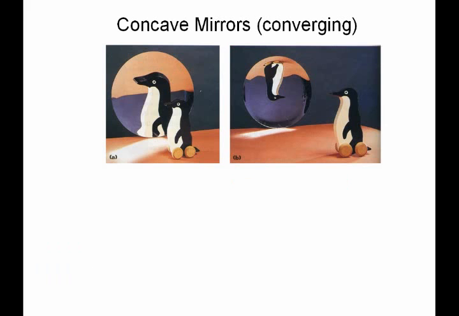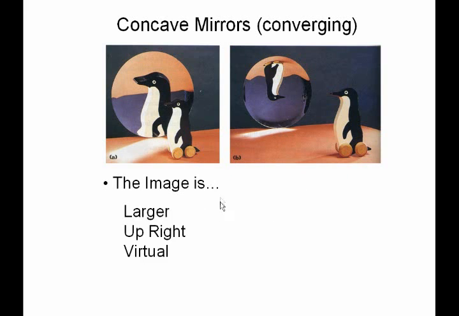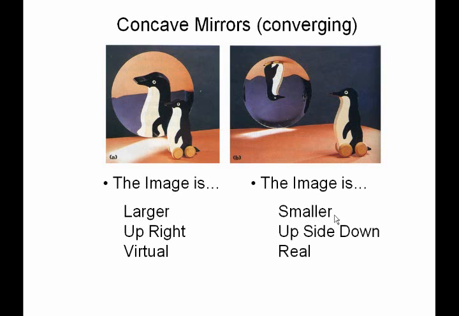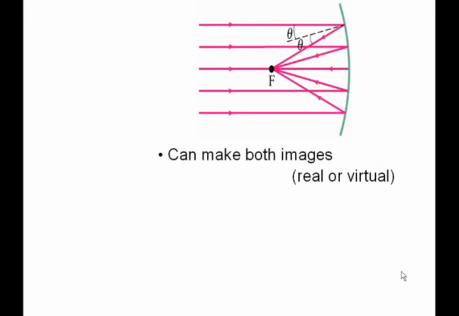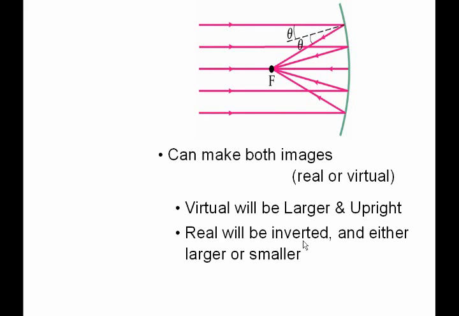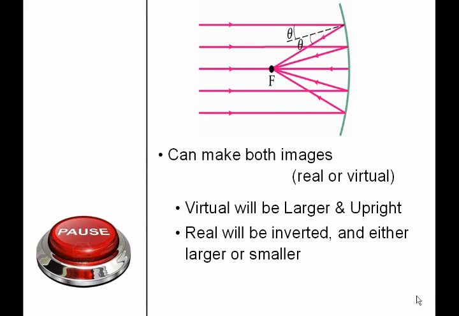Let's look at the images here. This mirror can make several different types of images. The one on the left here is larger, it's upright, and because it's upright, I recognize that it's a virtual image. The one on the right side is smaller, it's upside down, and because it's upside down, I recognize that it's a real image. So for this mirror, it can make either images real or virtual. The virtual images will be larger and upright, like a magnifying glass. The real images can be inverted, and it can be either larger or smaller. Pause and copy.